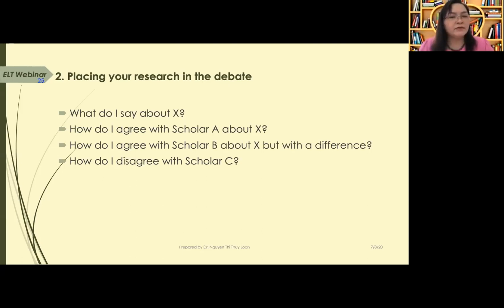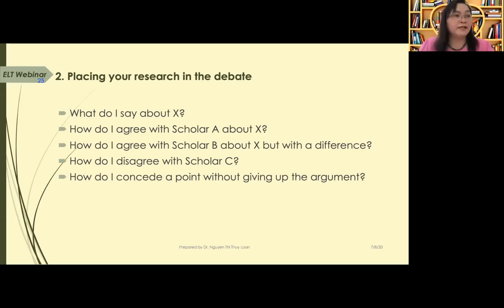How do you disagree with scholar C about this topic? Even though you have some scholars you agree with and some you don't, you need to provide the argument, the reason, the justification in order to show your argument is important. So that's how you place your research in the debate.